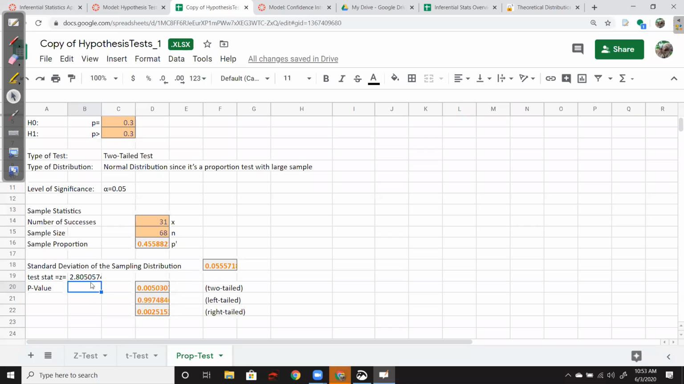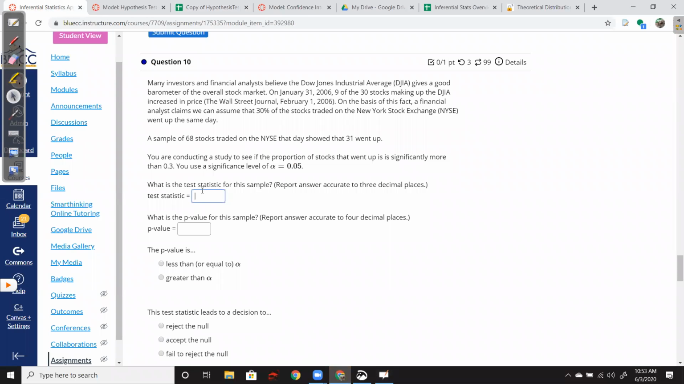So what did I calculate? 2.81-ish. How many decimals? Mine wants 3, so 2.805, I think mine was. My p-value is about 0.0025, if I remember right. That is less than alpha, so we will reject the null hypothesis.